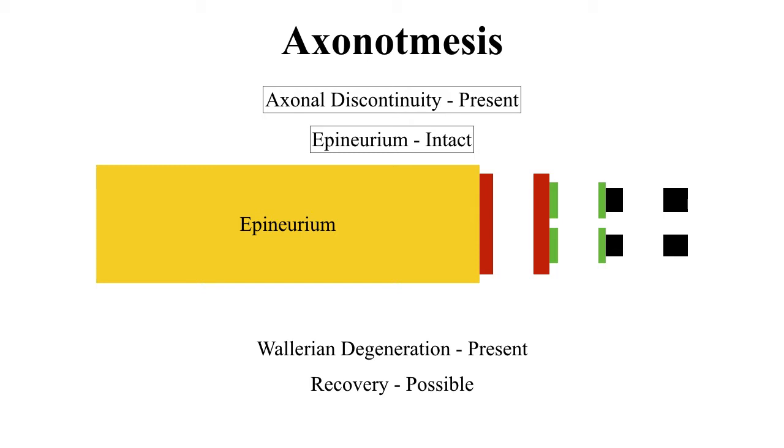But since there is an anatomical discontinuity of the axons, the process of Wallerian degeneration happens in axonotmesis, whereas in the previous type, where there is only a physiological conduction block, like in neuropraxia, this component of Wallerian degeneration does not happen.